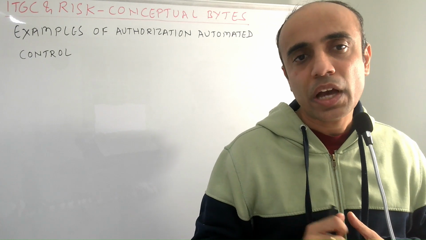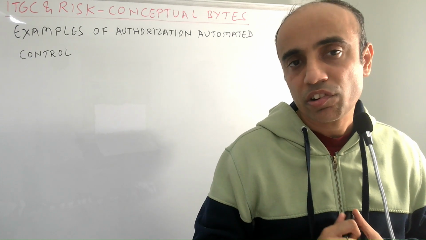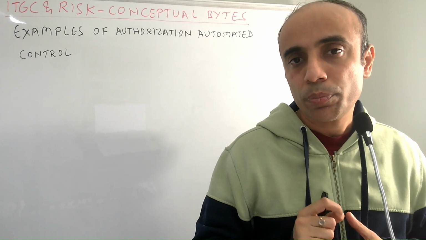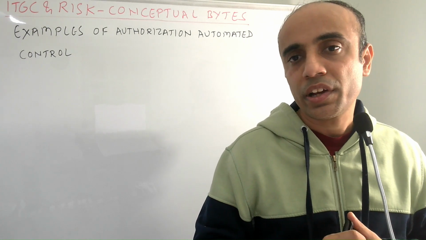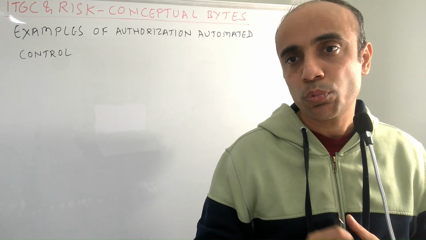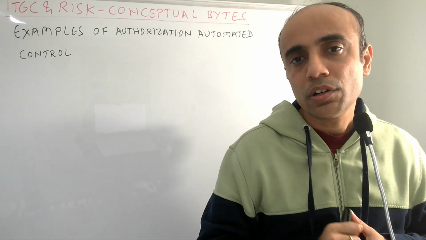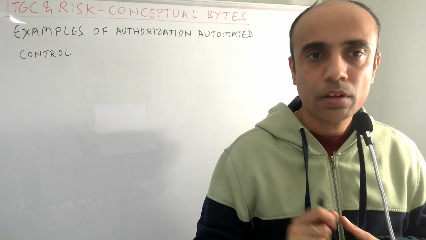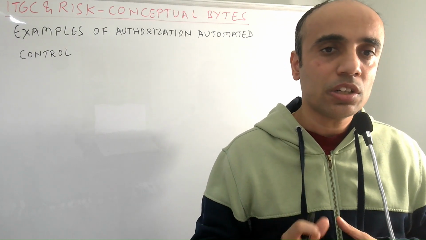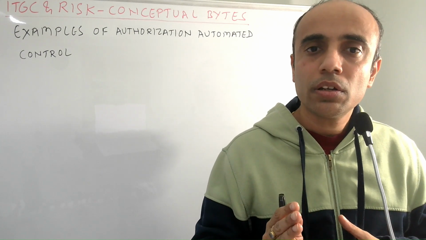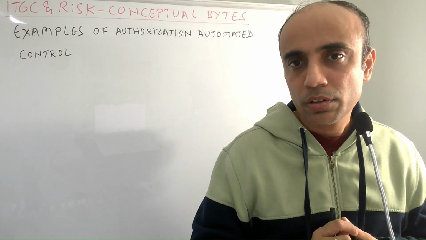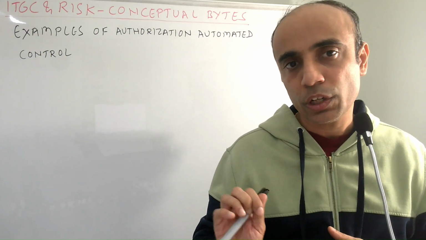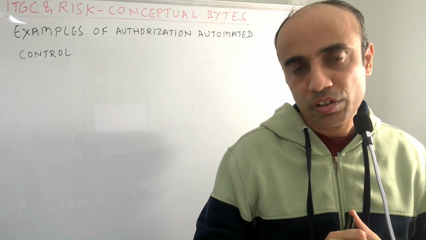Next, an ERP application enforcing segregation of duties by allowing one user to prepare a purchase order but requiring another user to review and approve it. Another real world business example of authorization automated control wherein the SOD is enforced between a user preparing a purchase order and the one approving it. So that enforcement of SOD in an automated way is an example of authorization automated control.